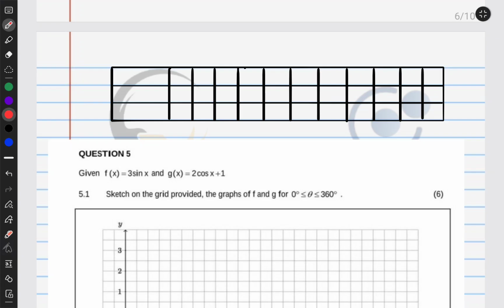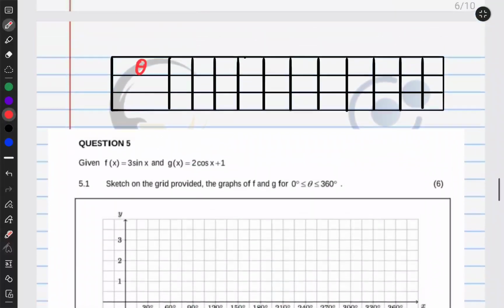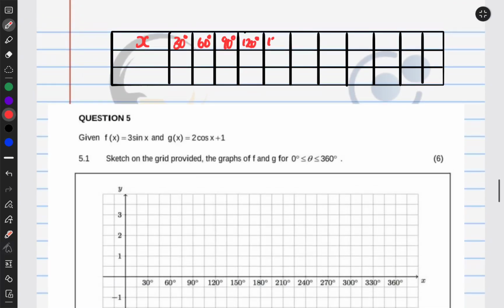Okay, so here we'll have our theta values. No, it's given in x. We have our x values, which are 30 degrees, 60 degrees, 90 degrees, 120 degrees, 150 degrees, 180 degrees, 210 degrees, 240 degrees, 270 degrees, 380 degrees, 360 degrees. And then our first function is the sinusoidal function.